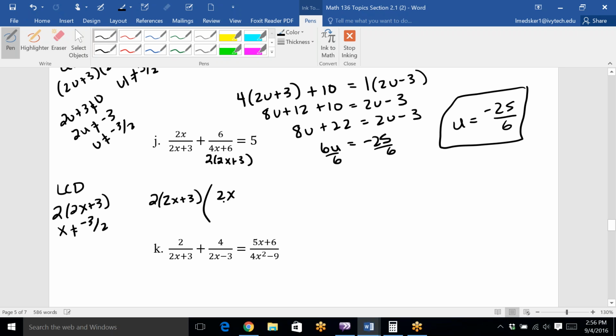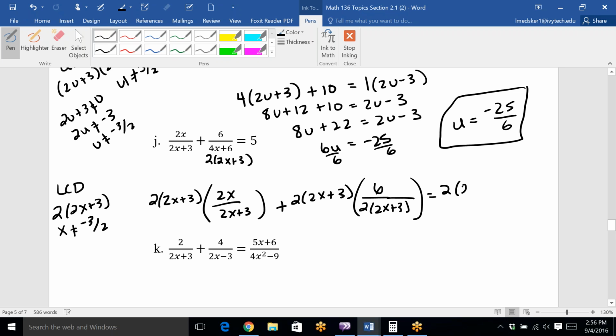Here's the fraction. Plus, here's my LCD. Here's the fraction. Leave it in factored form. It helps to see what cancels on the denominator. And here's my LCD. And here's the fraction, which is just a 5.